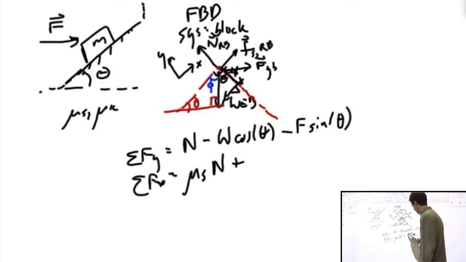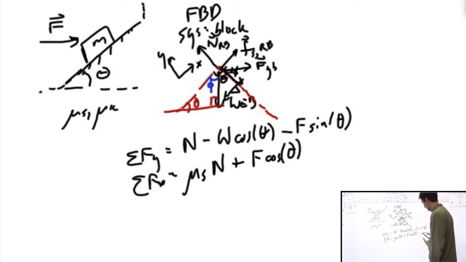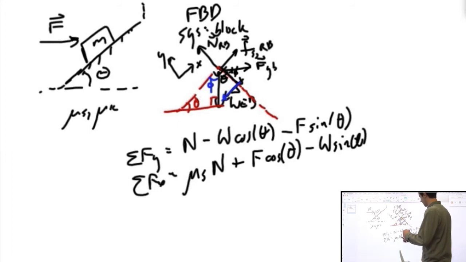So I'm going to say plus force from you is going up the ramp, so it's positive, and it will be times cosine of theta. And in the x direction, I'm going to have a minus weight sine theta. That's just this x component of the weight force. So let me think if I have everything. I have friction force, U force, and weight force.